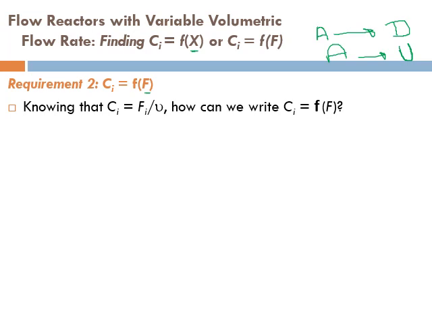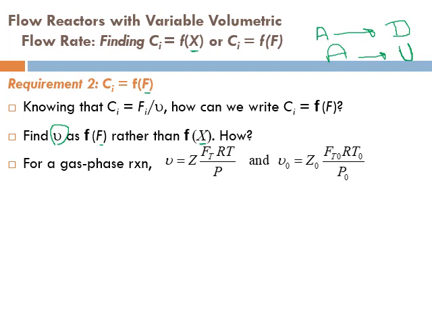So instead of that, I deal with molar flow rate. So if I tell you the molar flow rate of D is 99 moles per second, and the molar flow rate of U is 1 mole per second, now I know that I have a good selectivity and I have a good system. Okay, so let's find epsilon as a function of molar flow rate rather than finding epsilon as a function of X. How can we do that?